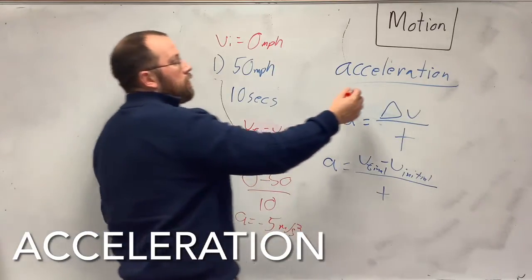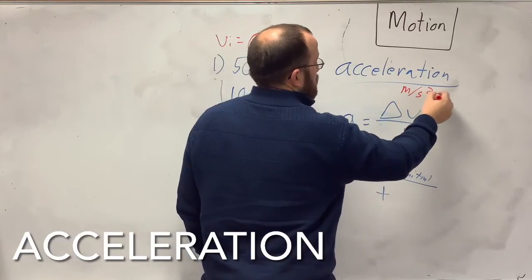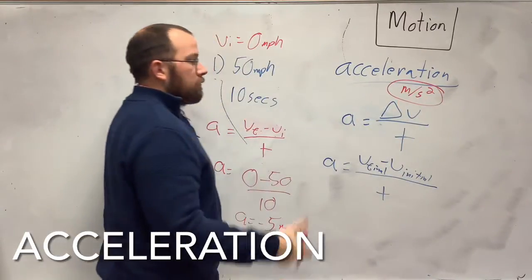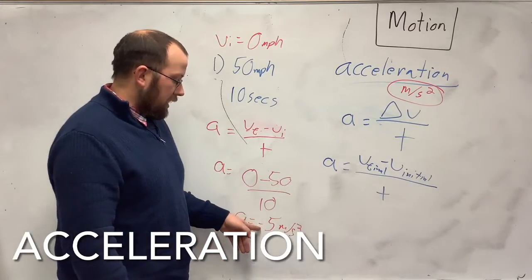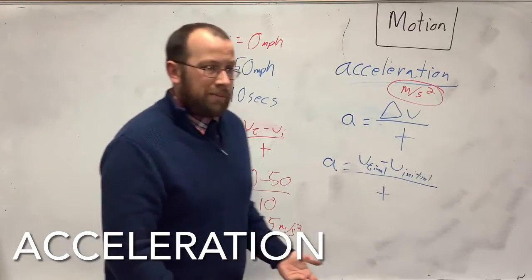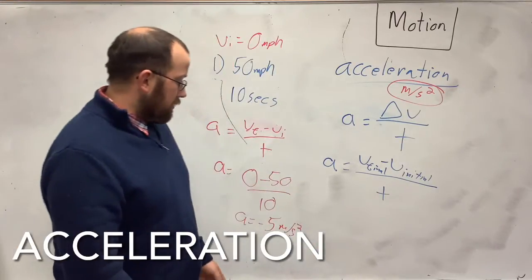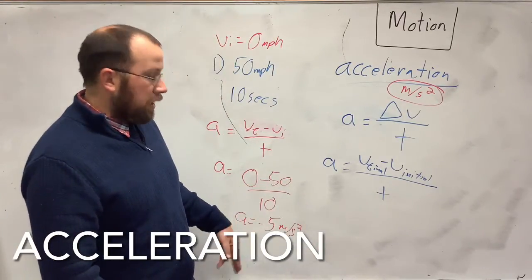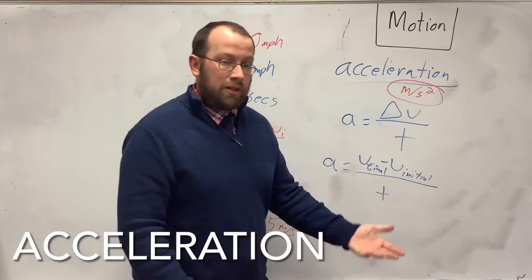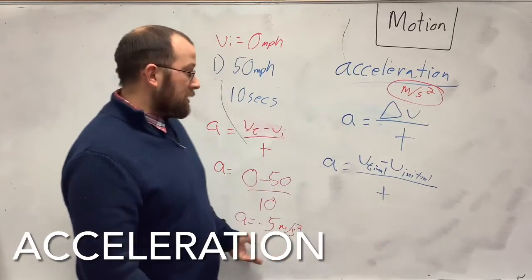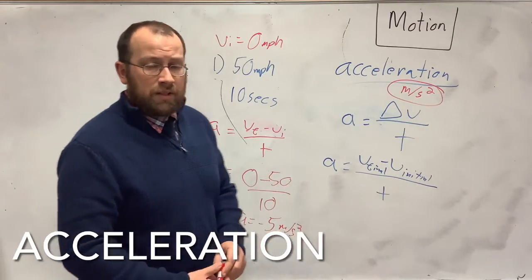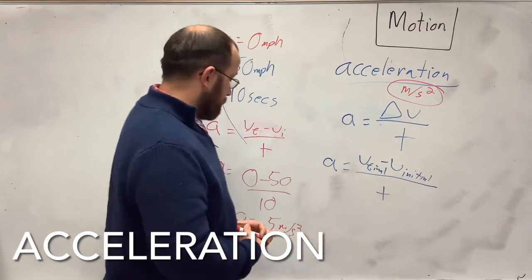Acceleration is always measured in meters per second squared. All right, so there you go. The negative just means it's decelerating, is all it means. So you can have a negative acceleration, but that's just deceleration. You can say this decelerates at 5 meters per second squared, or you can say the acceleration was negative 5 meters per second squared. It means the same exact thing.